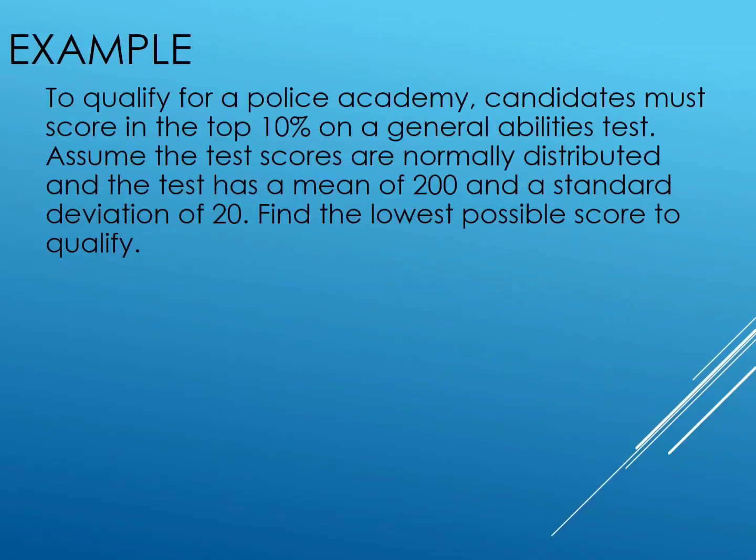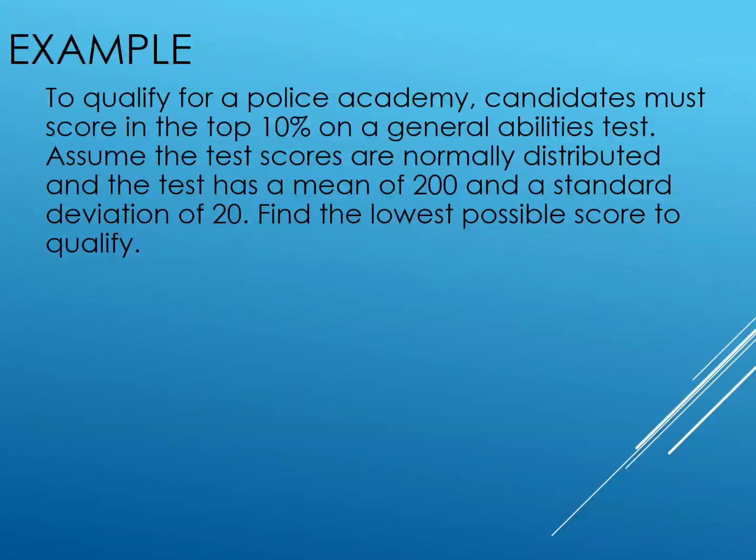So here's a problem. To qualify for a police academy, candidates must score in the top 10% on a general abilities test. Assume the test scores are normally distributed and the test has an average of 200 and a standard deviation of 20. Find the lowest possible score to qualify. First things first, we have the average and the standard deviation, and the question is asking to find the lowest possible score to qualify. It's not asking for probability or percentages, it is simply asking for the lowest score. So a data point. So I'm looking for an x.